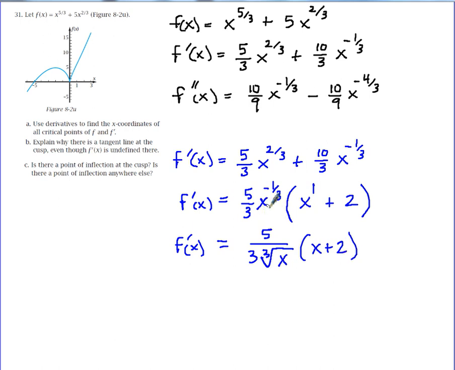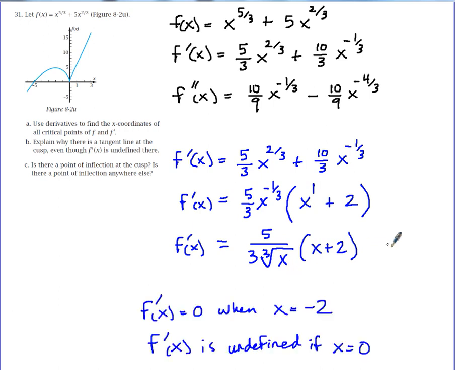I can then take this negative fractional exponent and rewrite that as a positive exponent using cube roots. It's going to be in the denominator, so this entire derivative is undefined when x is 0, or when this cube root of x is 0. So that's when x is 0. So I have those two pieces of information.